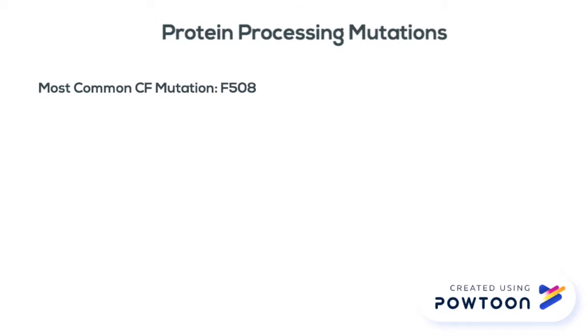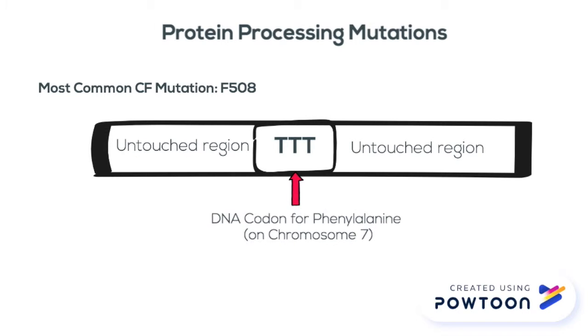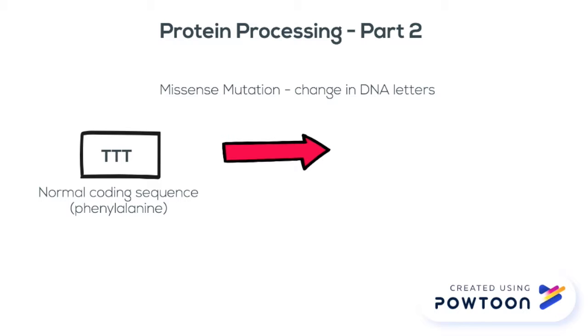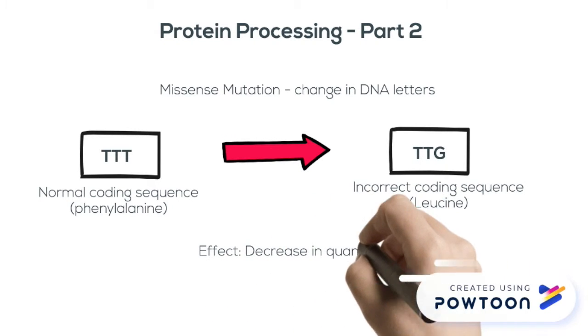Protein processing mutations. The F508 mutation removes a single amino acid from the CFTR protein, causing it to lose its correct functional shape. The cell recognizes that the protein isn't the right shape and disposes of it. Moreover, missense mutations also fall in this category and occur when a change in DNA letters causes an incorrect amino acid to be incorporated, leading to either a decreased quantity or function of the protein.